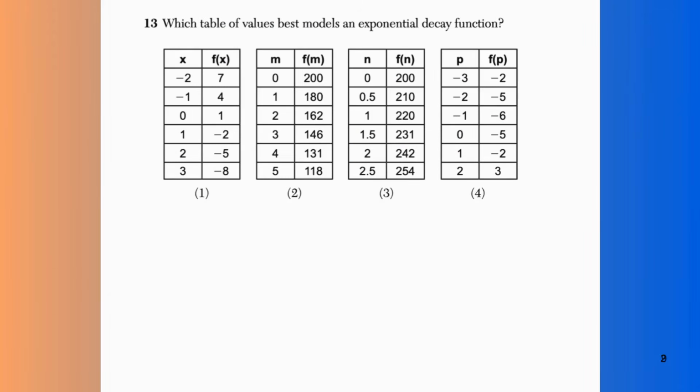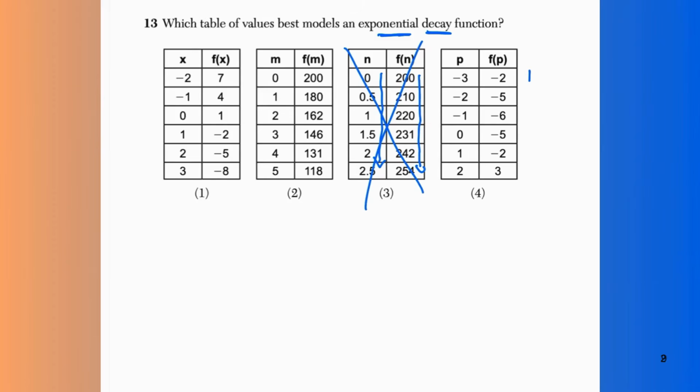13 wants to know which table of values best models an exponential decay function. So first things first, decay means that our f of x values are going to be decreasing as our x values are increasing. So let's look at the answer choices and see if there's anything that we can eliminate just based off that fact. So I see that in answer choice number 3, as the x values, or the input values, n in this case, are increasing, the f of n values are also increasing. So this would not be decay. So answer choice number 3 is out.